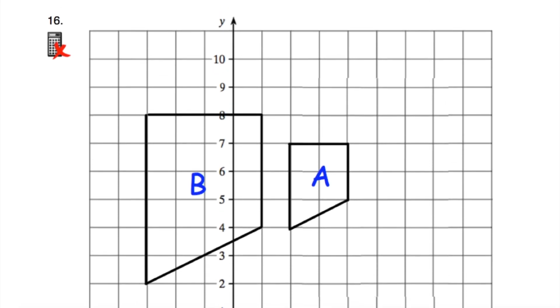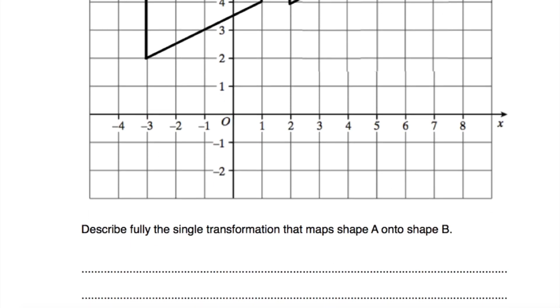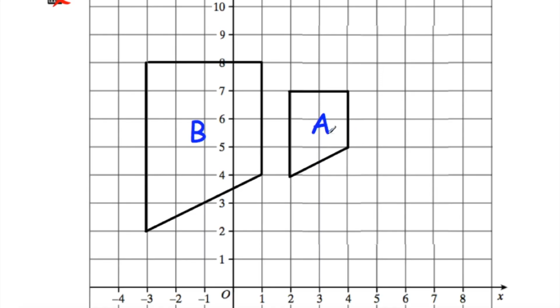Okay, so question number 16, we've got the trapezium A and trapezium B, and the question says, describe fully the single transformation that maps shape A onto shape B. So what transformation takes shape A onto shape B? So it's not going to be a translation or a reflection or a rotation, it's definitely an enlargement because trapezium B is bigger than trapezium A. So we just need to find the scale factor of enlargement, say it is an enlargement, and also find where the centre of enlargement would be.